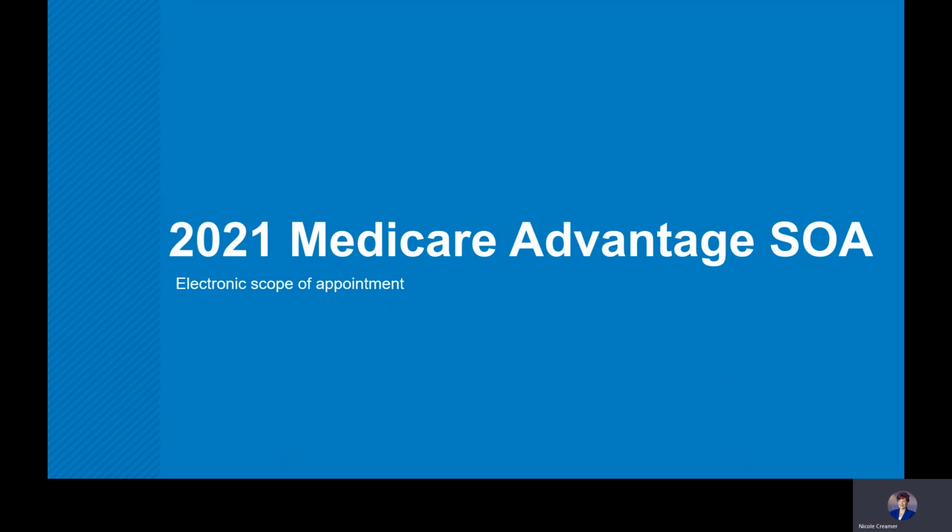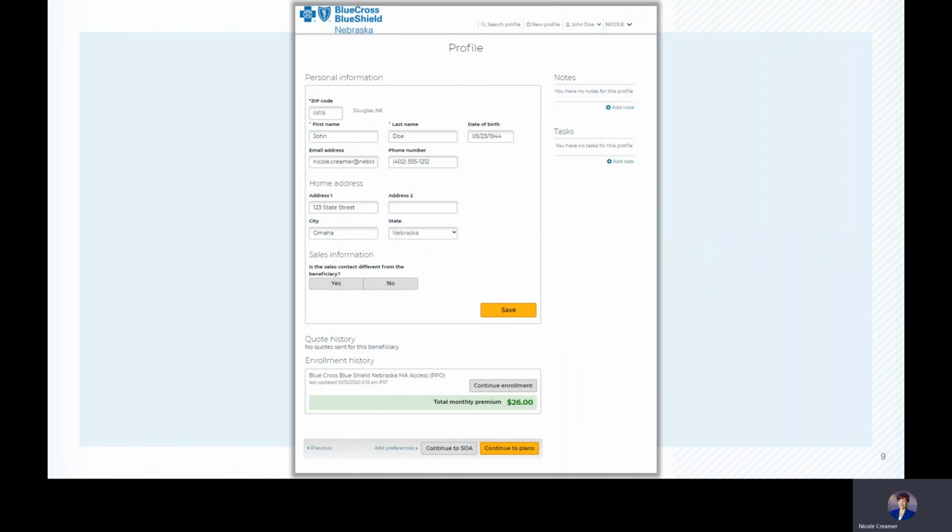The 2021 Medicare Advantage electronic scope of appointment process. This is new for 2021. Once you have entered an individual's basic information by creating a profile, you'll want to click on, at the very bottom there, Continue to SOA.